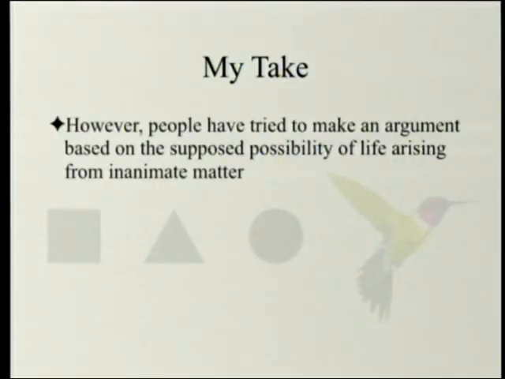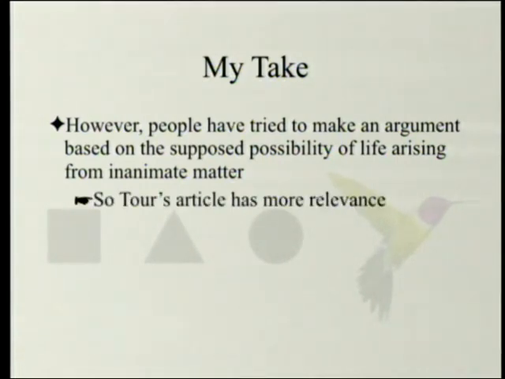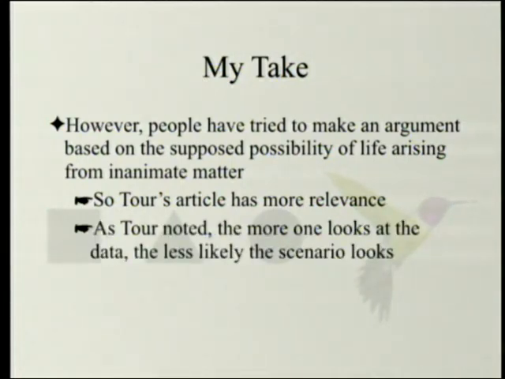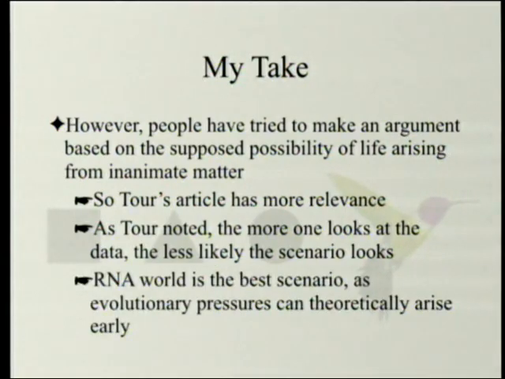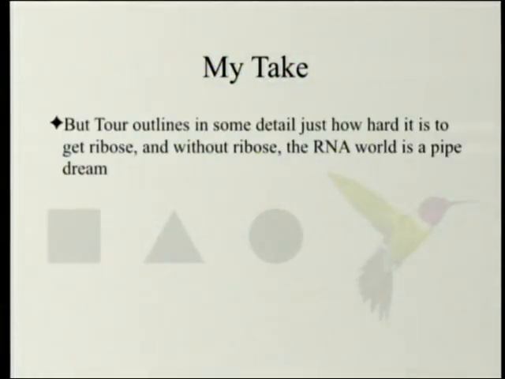However, people have tried to make an argument based on the supposed possibility of life arising from inanimate matter and spent quite some time, and in fact, it's demanded by their theory. So I find that Tour's article has more direct relevance to the question at hand. As Tour noted, the more one looks at the data, the less likely the scenario looks. RNA world is the best scenario, as evolutionary pressures can theoretically arise early in the process. Well, relatively early. But Tour outlines in some detail just how hard it is to get ribose. And without ribose, the RNA world is a pipe dream.